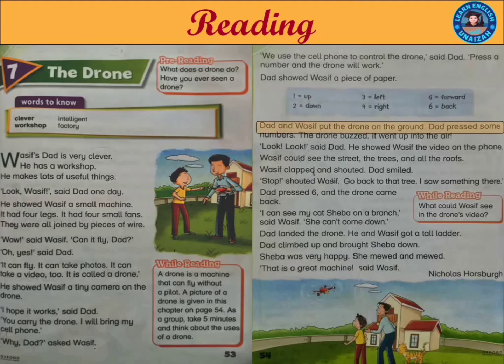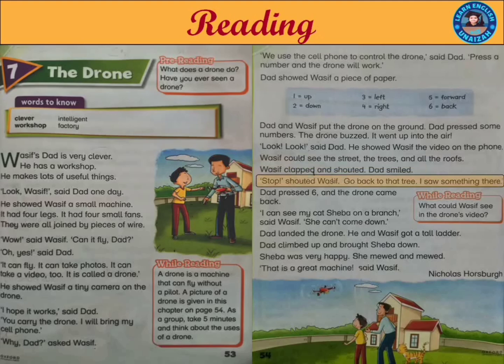Dad and Wasif put the drone on the ground. Dad pressed some numbers. The drone buzzed. It went up into the air. Look, look, said Dad. He showed Wasif the video on the phone. Wasif could see the street, the trees and all the roofs. Wasif clapped and shouted. Dad smiled.